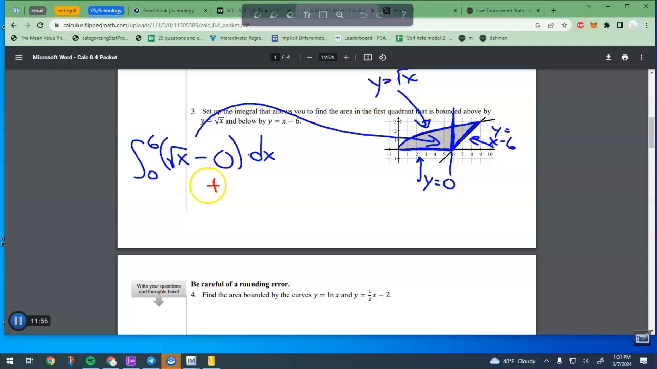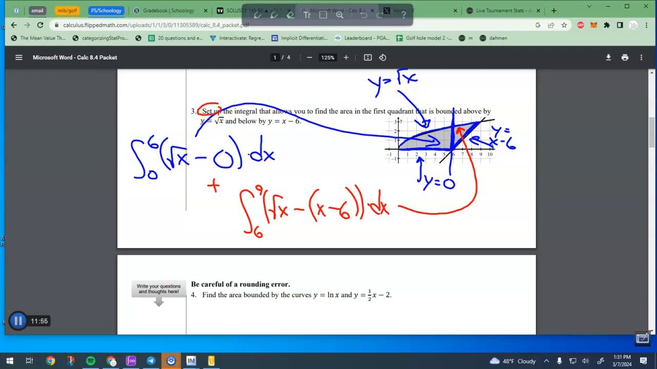Plus, I've got to go from 6 to 9, and now I've got a different bottom. So my top is still the square root of x. My bottom is x minus 6. So this finds that part. And then you would add them together. We don't have to. This one actually says set up. So take a look at that and see if I go over anything else there. Question that I can go through?